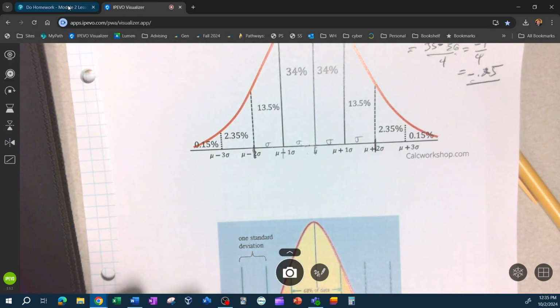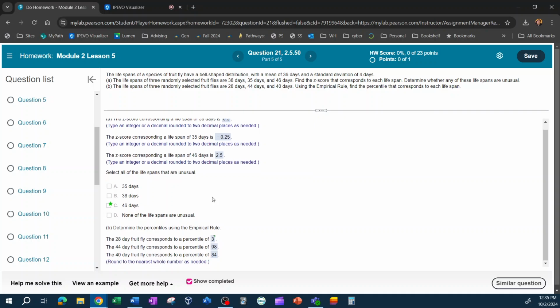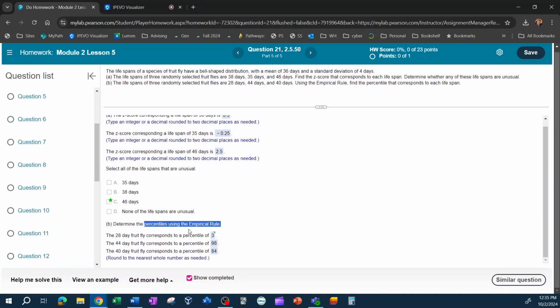So let's go back and get the second part. Now, once we have the z-score, it says find the percentile. That's the next thing. Let's do this 28. That looks a little odd. The 28-day fruit fly corresponds to a percentile of 3. Let's do that. The first thing we're going to do is find, so what is that? X is 28.